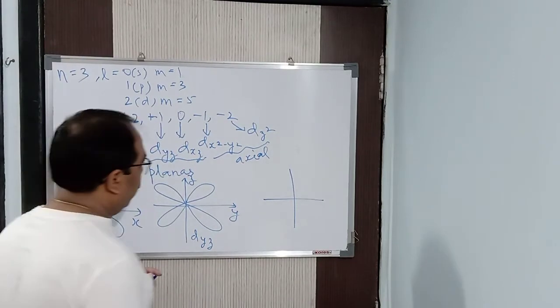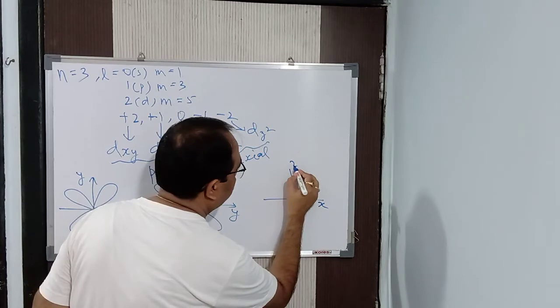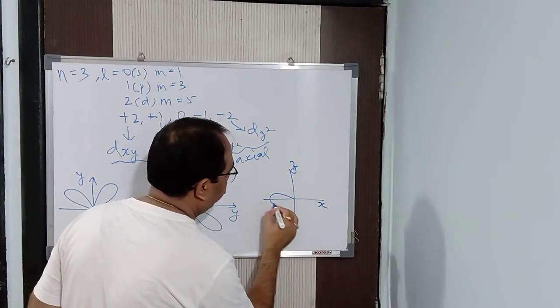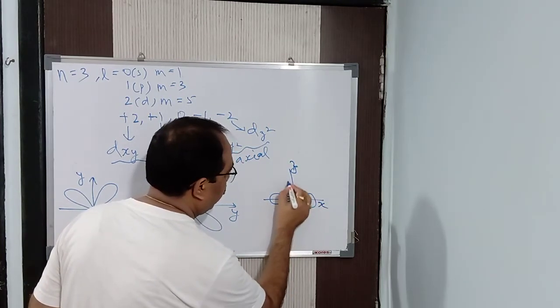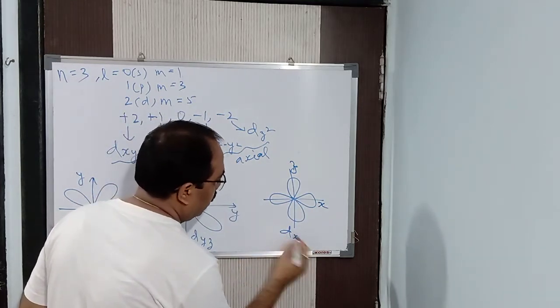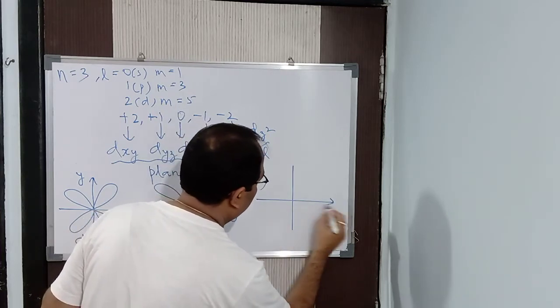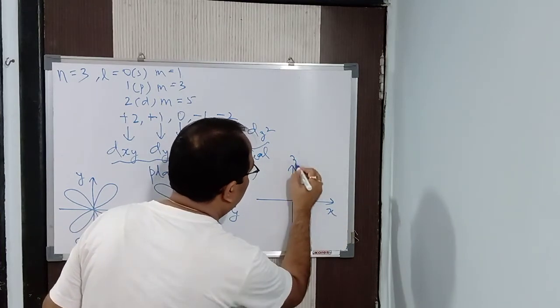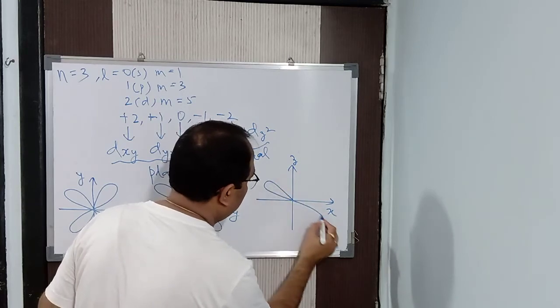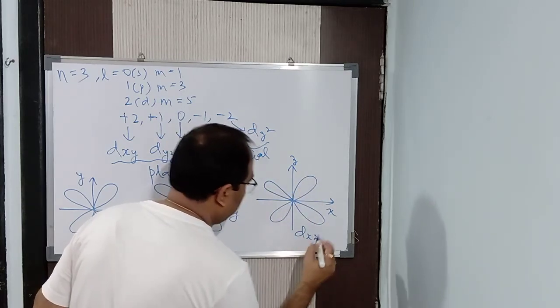So here I was talking to you about the dxz. Let us say this is x and this is z. So here, this is your dxz. This one, the shape is dxz.